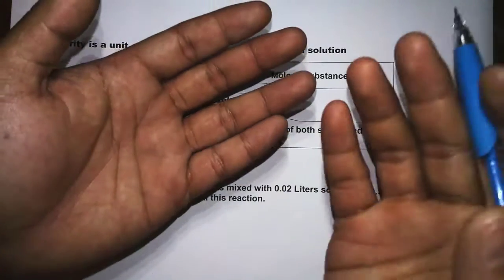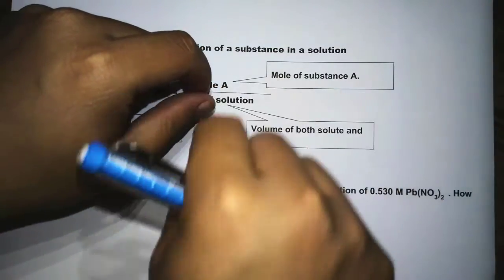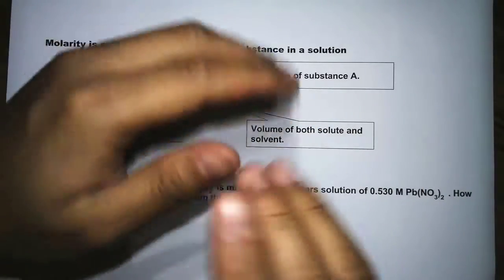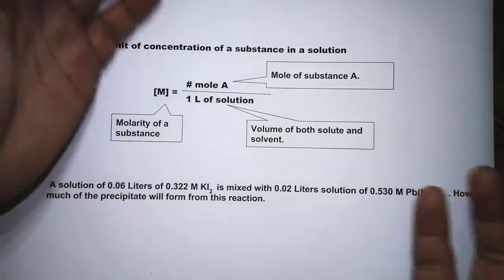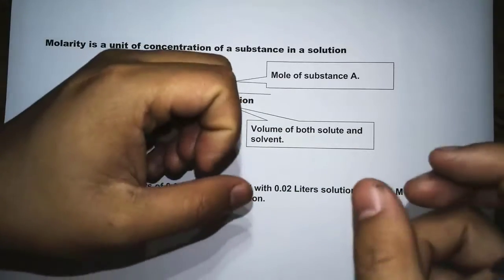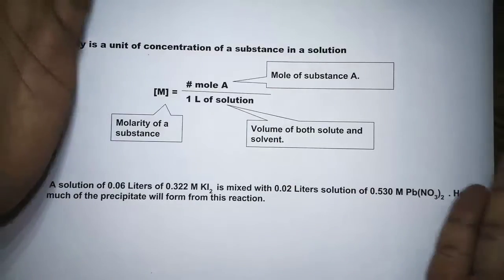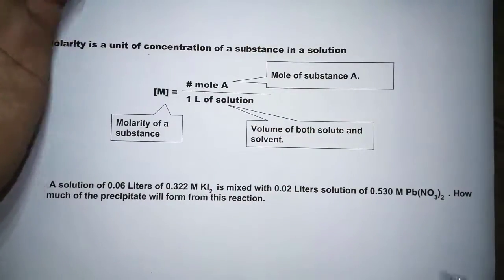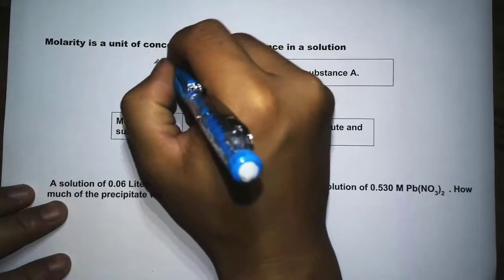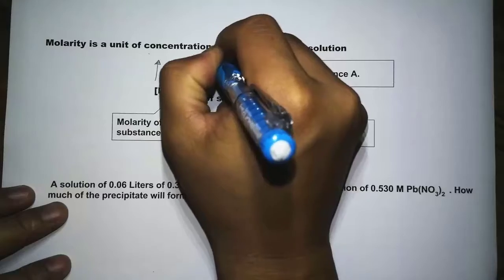First of all, molarity is a unit of concentration of a substance in a solution. That is, if you have a solid substance and you put that substance in a solution, or specifically distilled water, now that solid will dissolve and make a solution. And of course, the more of the solid substance you add into a fixed amount of water, it will become more concentrated.